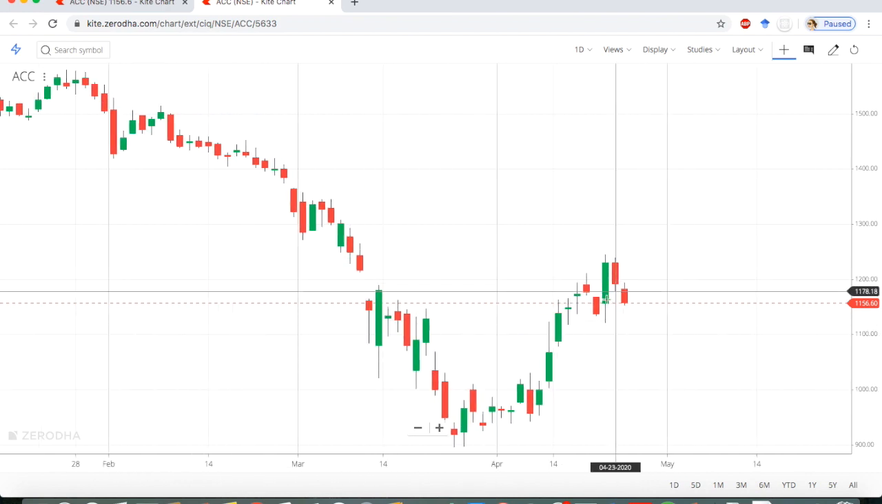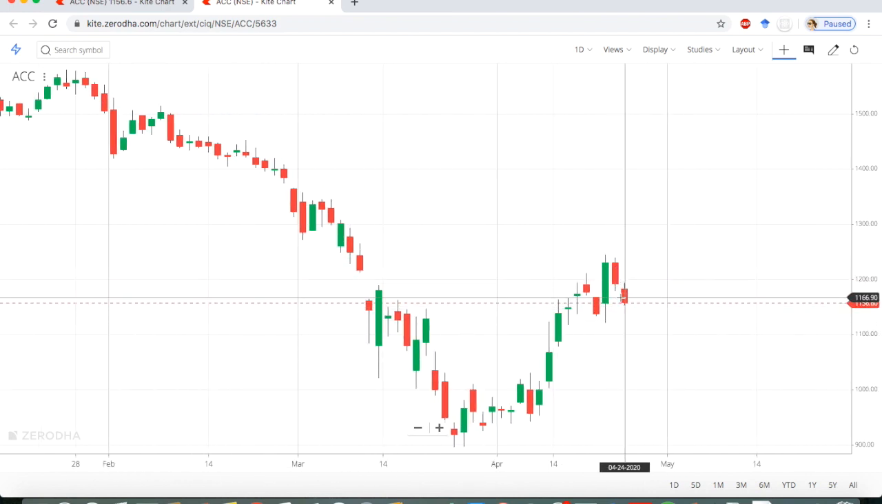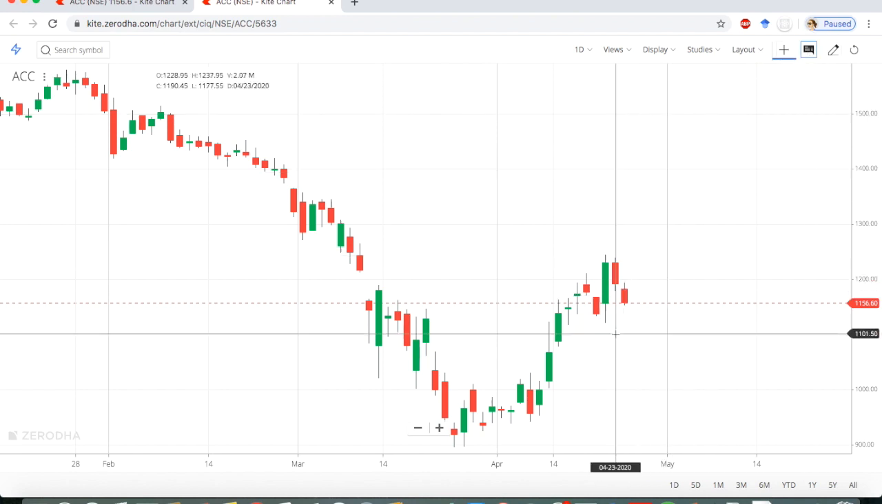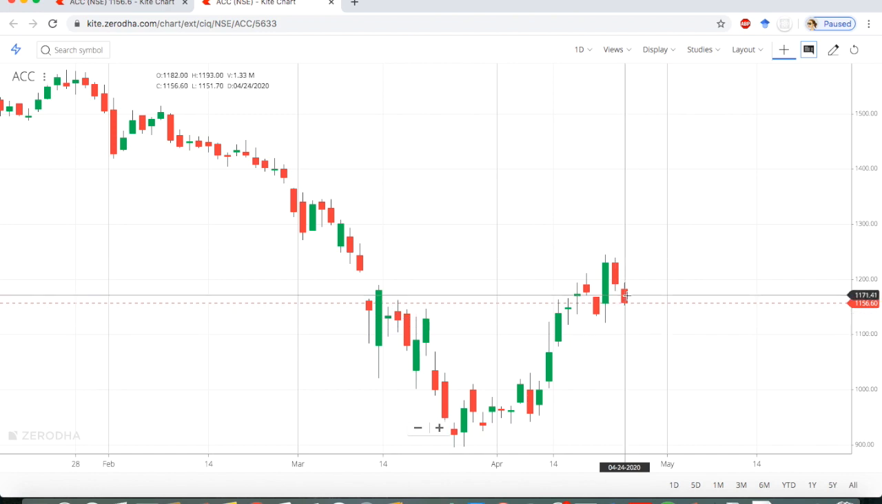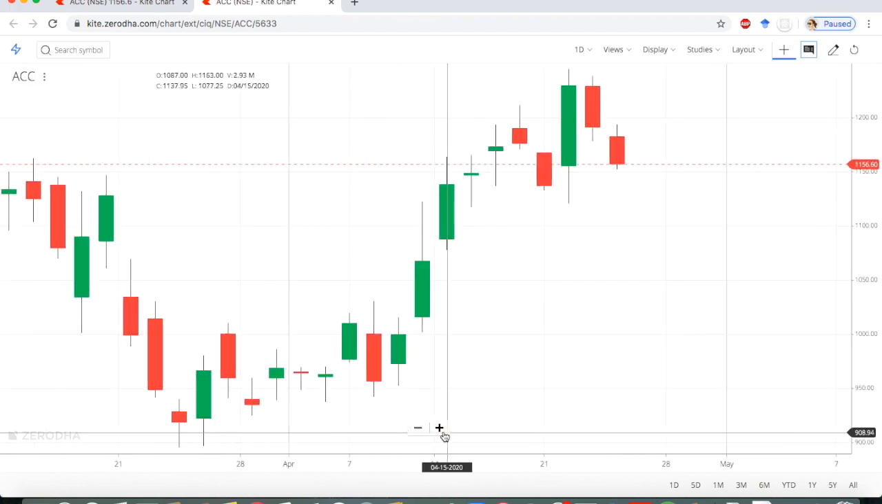Green represents a bullish candle, red represents a bearish candle. Now we have selected the daily chart. So what is the close of this candle? That is 1156.60. Then open is 1182. In the same way, high is 1193 and low is 1157.